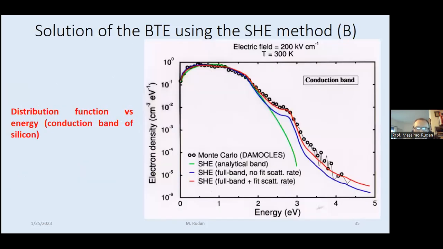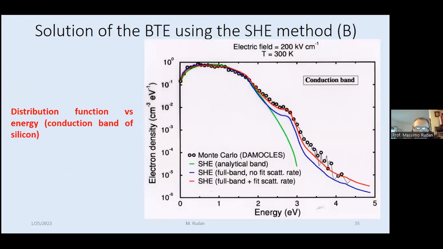This is a first example that shows directly the distribution function as a function of energy up to 5 electron volts in the conduction band of silicon. 5 electron volts is really enough for the types of description that are necessary in semiconductors. The dots come from a full Monte Carlo solution made with the code of IBM that is called Damocles.